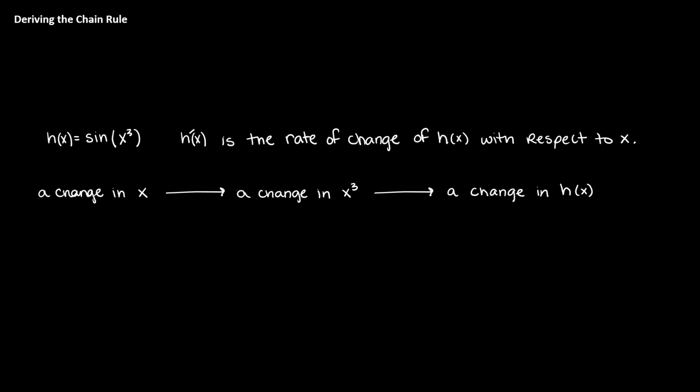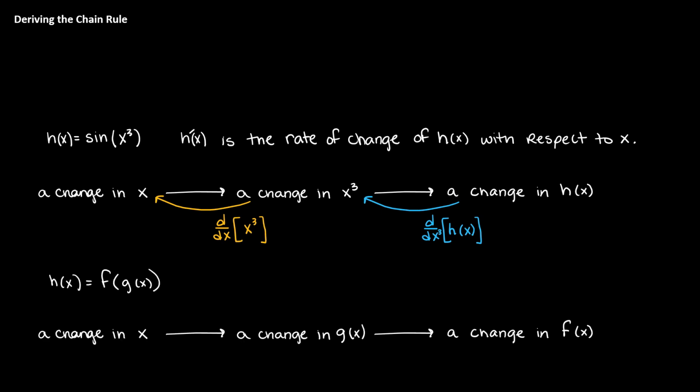happening. When you plug in a value for x, you're changing x. That causes a change in x cubed, and then that would cause a change in the overall function h. So when we talk about how h changes with respect to x, we have to recognize that h is changing first with respect to x cubed, and x cubed is changing with respect to x. So we have to go through both changes to see the total change.